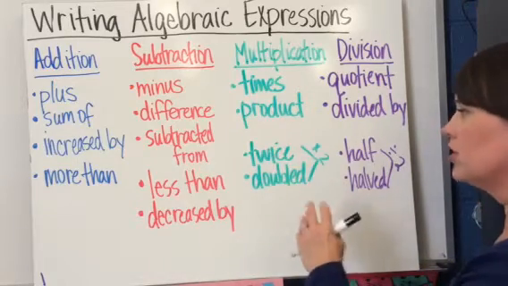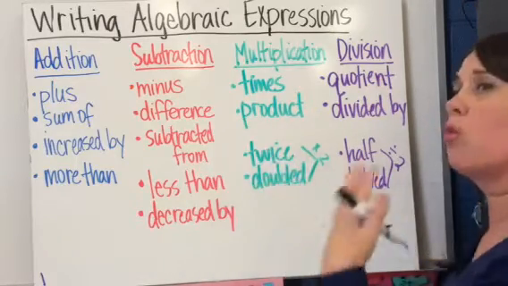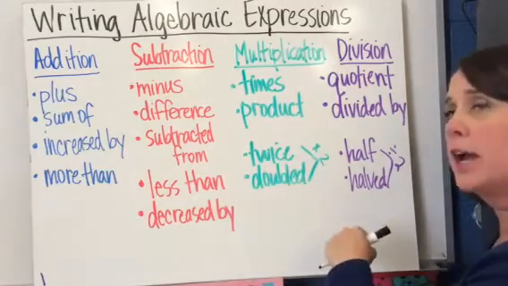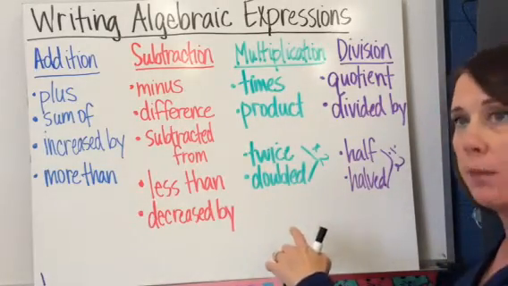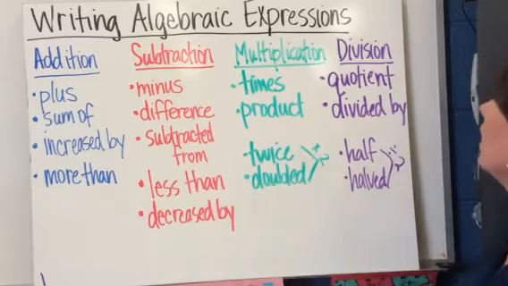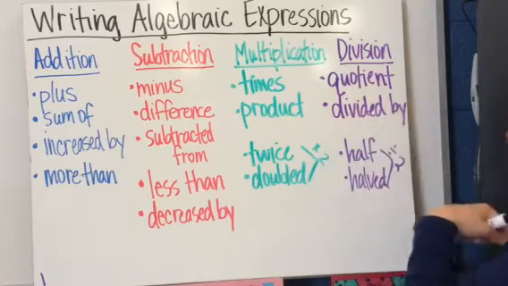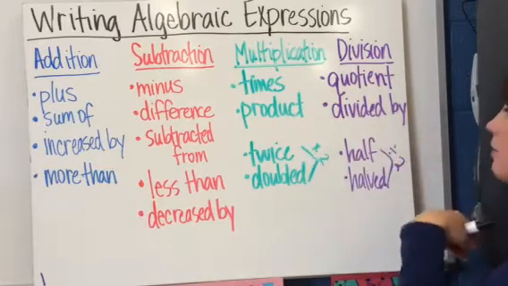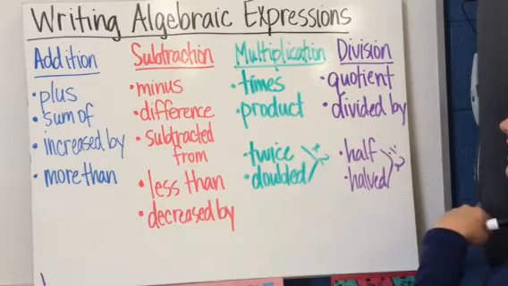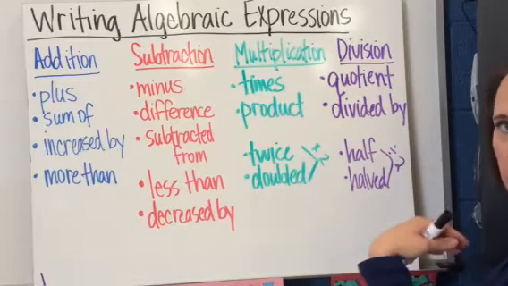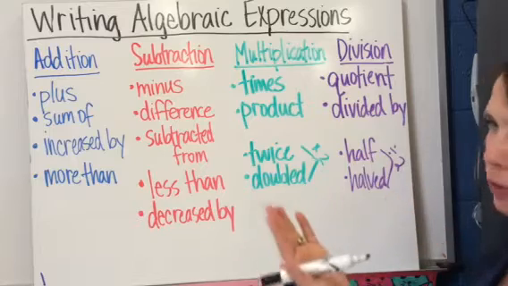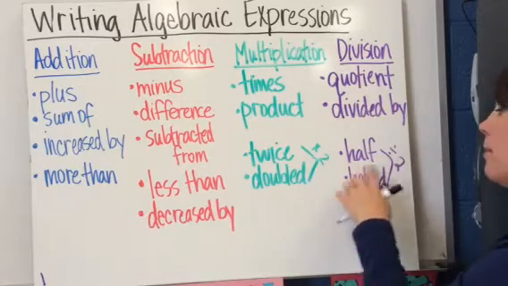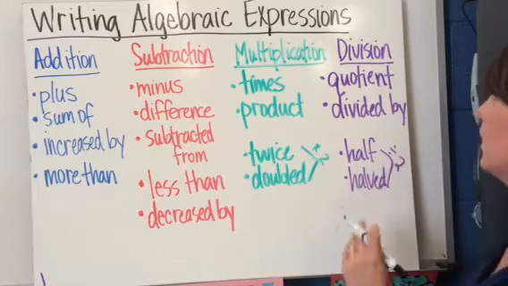In some special situations, we have things like twice a number, which means 2 times that number, or a number doubled, which means 2 times that number. With division, you see words like quotient, divided by, and again, in some special cases, you may say half of a number, which means you're dividing by 2, or multiplying by 1/2, or a number halved means you're dividing by 2 as well.